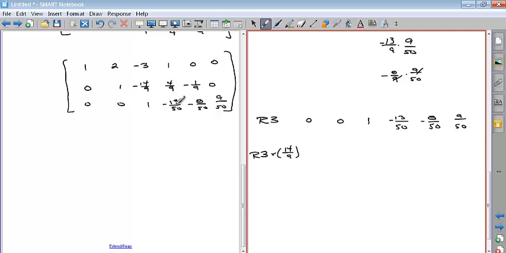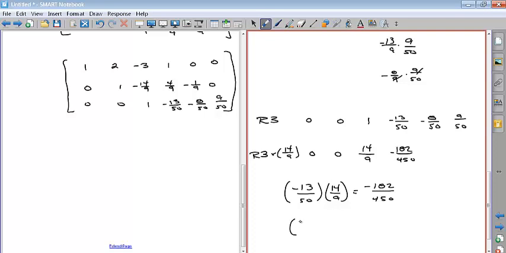So what we're trying to do is get this to go to 0, so we're going to multiply this row by 14 over 9. Okay, so now these fractions start to get more complicated. So we're going to write them out down here, and then we're going to put the answers. So you have negative 13 over 50 times 14 over 9. Let's just multiply them together. 13 times 14, so that's negative 182 over 50 times 9, which would be 450. So that's this one, negative 182 over 450.